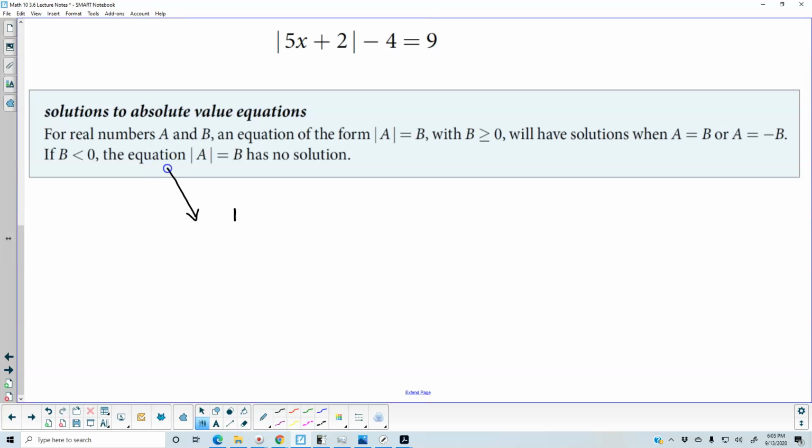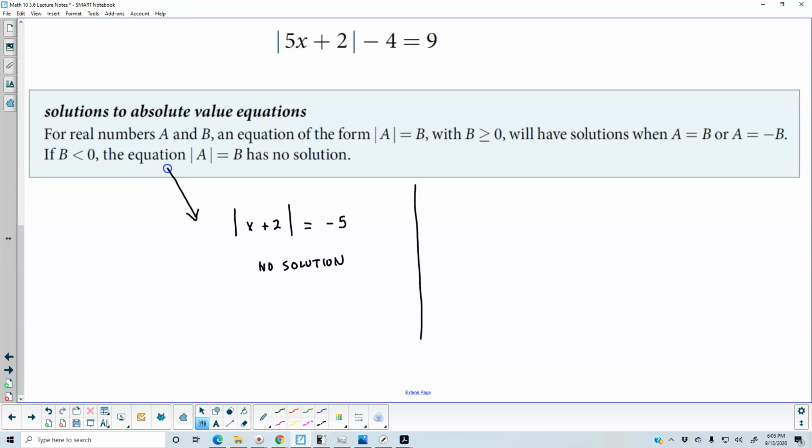So if we had the absolute value of, let's say, x plus 2, and that's equal to negative 5. So negative 5 is a number that's less than 0. Now, the question you need to ask yourself is: is it possible to take an absolute value of an expression and get a negative number? No. And because of that, this would be no solution.